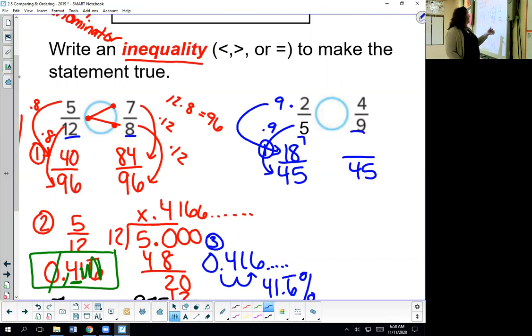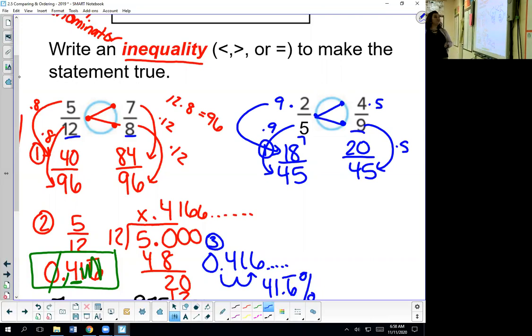Again, finding a common denominator. This one, to here, is times 5. So 4 times 5 is 20. So which one is bigger? 4/9 is larger than 2/5. So you could do it that way. Whatever you choose, that is the way to go. So 2/5 is less than 4/9. The way I prefer it is doing option number 2, making them into decimals.